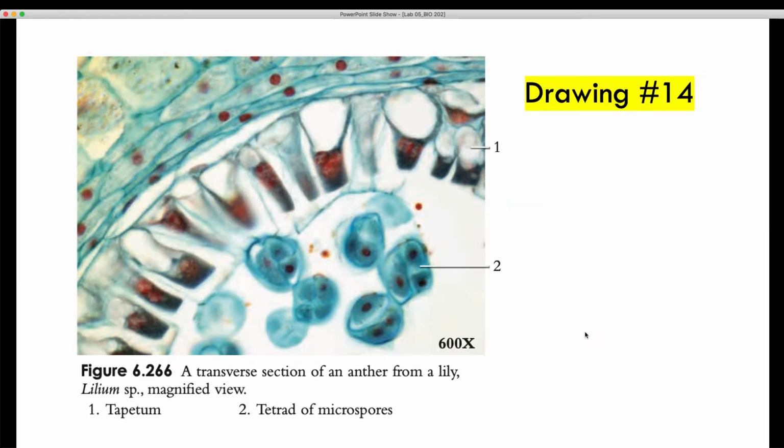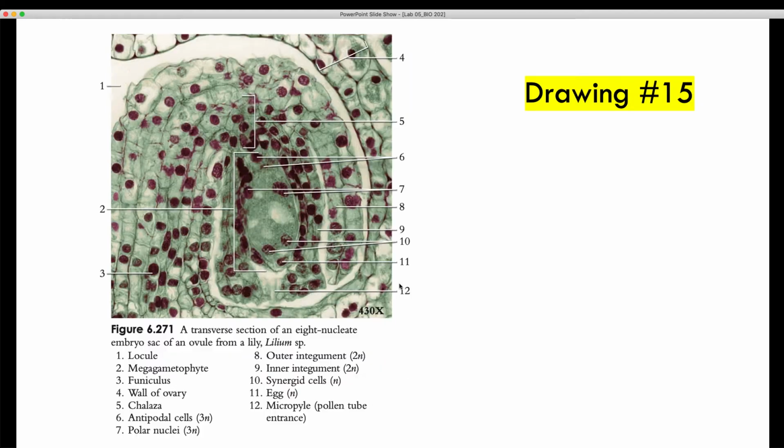A drawing that you're responsible for is Lilium. This is a tetrad of microspores. These are inside of the anther of a lily. We'll have pollen grains inside of here as well. So this is considered the male part inside of a lily. Then we have an embryo sac from an ovule of a lily as well. You'll notice all of the eggs inside.